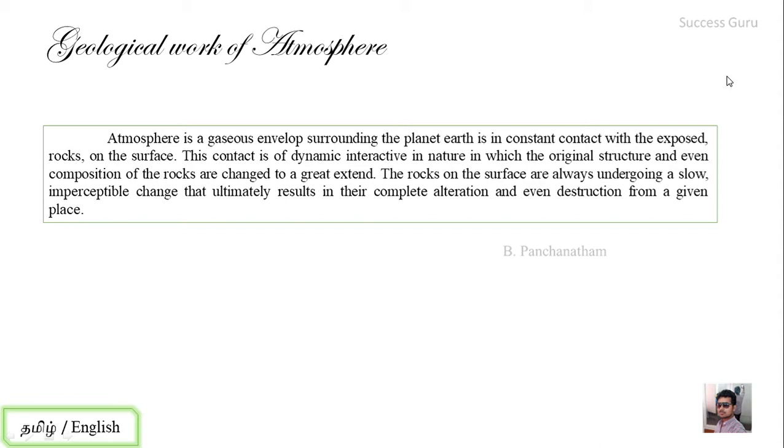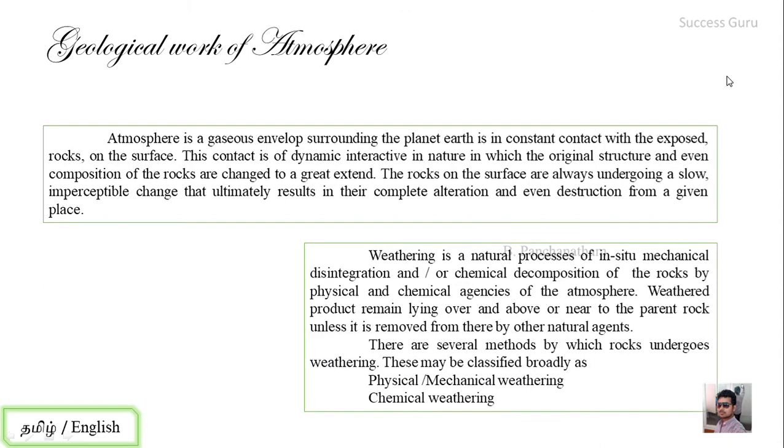The rocks on the surface are always undergoing a slow, imperceptible change that ultimately results in their complete alteration and even destruction from a given place. Such a thing is called weathering. Weathering is a natural process, in situ in nature, in which mechanical disintegration and or chemical decomposition of the rocks takes place by the physical and chemical agencies of the atmosphere.